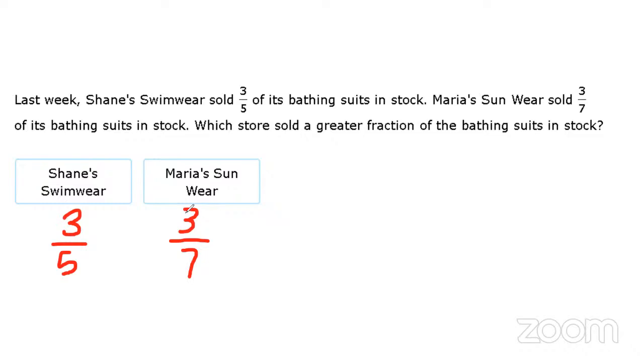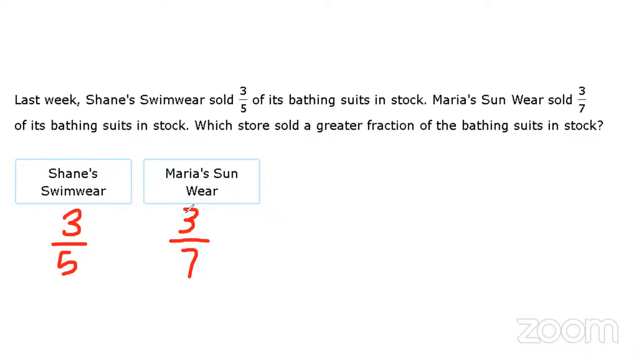All right, so I see Crystal Life went ahead and said that 3/5 is the same as 21 out of 35, and 3/7 is 15 out of 35. So Shane's swimwear is greater. Okay. Now let us look at this. I want to see the basic explanation when we're looking at fractions like this.